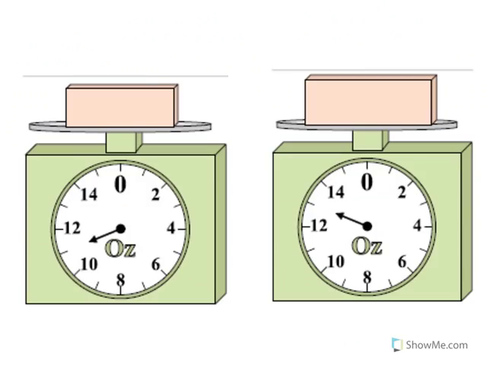Another thing that we have to be able to do is measure using a scale. So if we look here, we have two scales. We're going to start by looking at this scale. What we are doing is first looking at our unit, which is OZ, which stands for ounces, and then we are looking at the arrow.